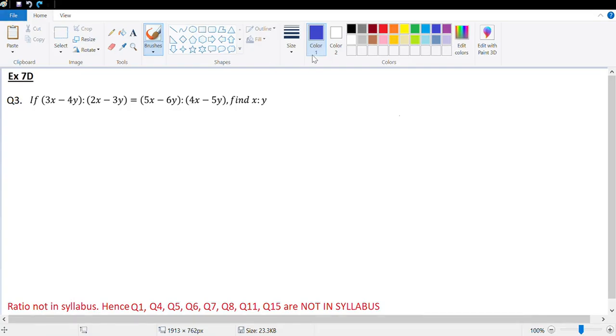Hi guys, let's look at the last exercise of this chapter, ratio and proportion, which is exercise 7D. Basically a revision exercise, so no new concept for me to teach. So before we start, let's go ahead and revise certain properties and whatever we've learned in this chapter.